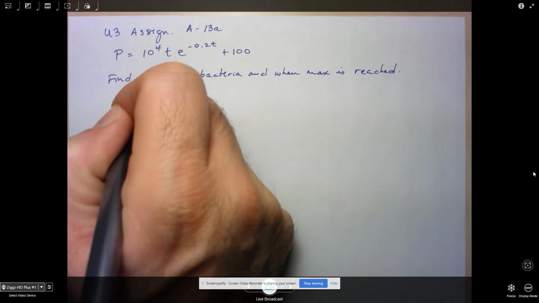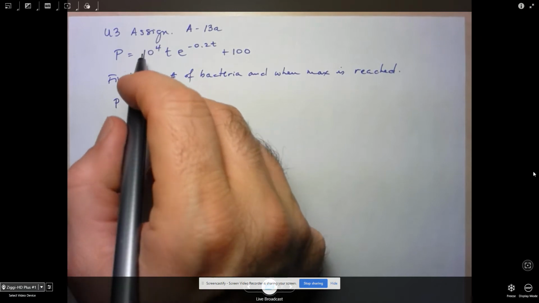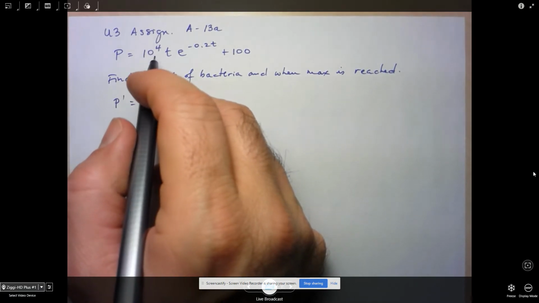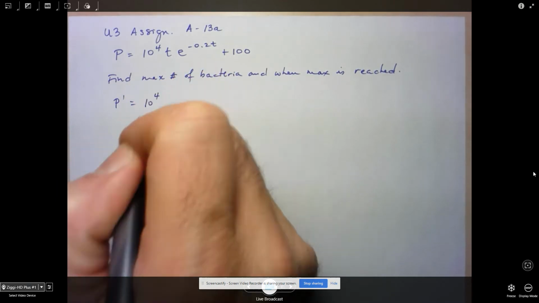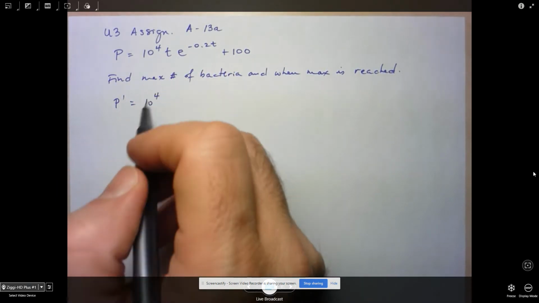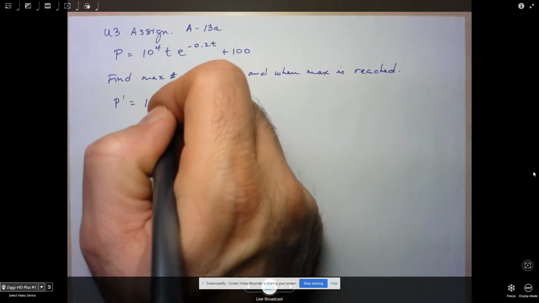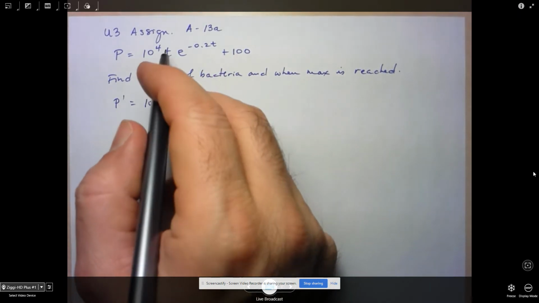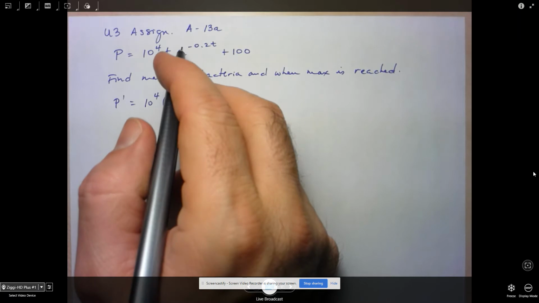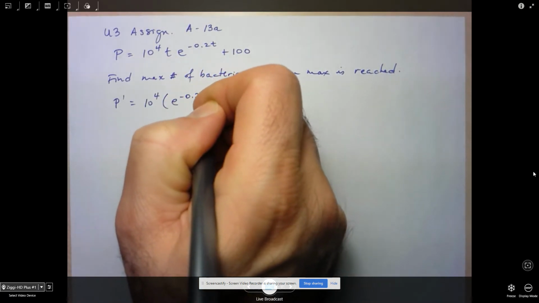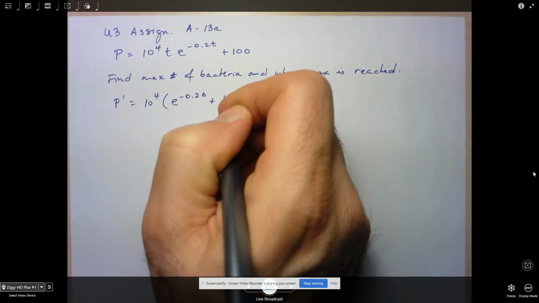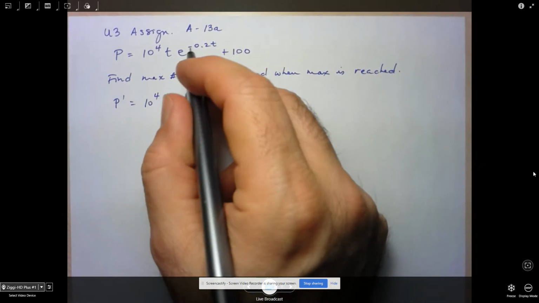All right, so we'll do this carefully here. 10 to the 4 is just a constant, so in taking the derivative of this first part, I can just leave that out. So it's going to be 10 to the 4 times the derivative of that function there, which of course I'm going to have to use the product rule for. So derivative of t is 1 times the second function, e to the negative 0.2t, plus the first function t times the derivative of that one there.